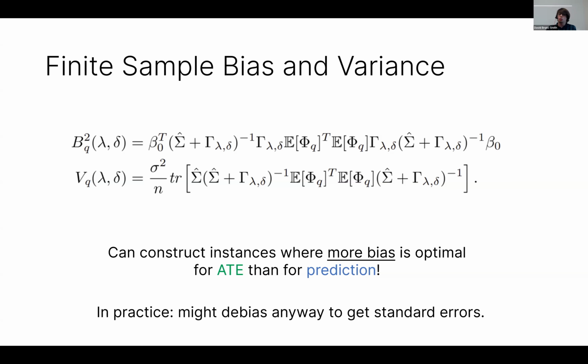Of course, in practice, you're probably going to debias anyway because you need to get a confidence interval. So there's two competing concerns here, which are the finite sample performance and the uncertainty quantification. This is not at all to say that debiasing is worthless. It's just that sometimes it helps your finite sample performance and sometimes it can hurt.